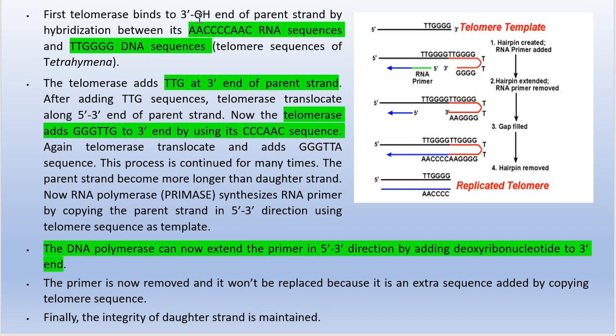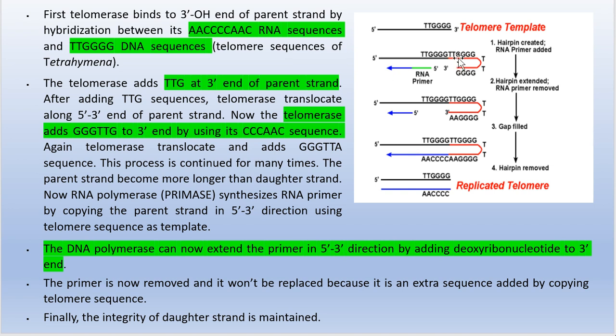First, telomerase binds to the 3' OH end of the parent strand by hybridization between its AACCCCAAC RNA sequence and the TTGGGG DNA sequence. Here you can see the TTGGGG DNA sequence. And this is the telomere sequence of Tetrahymena. The telomerase adds TTG. Here you can see TTG is added at the 3' end of the parent strand.